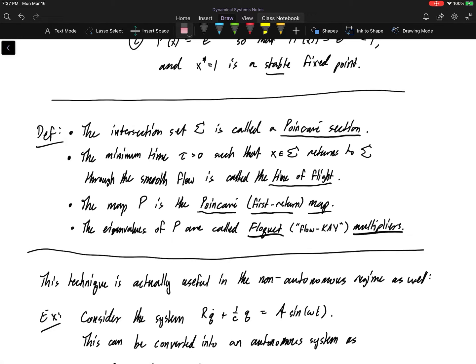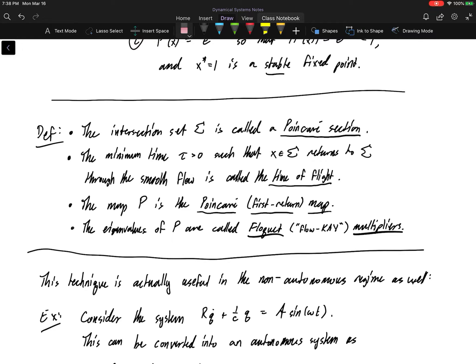We've created something called a Poincaré map. So the definition goes as follows. The sigma, the intersection set that we were talking about, in this case the positive x-axis, is called a Poincaré section. In general, this is going to be a codimension 1 hypersurface that lives in your set, so that you can flow the remaining complementary one-dimensional trajectories forward and keep intersecting it in time.